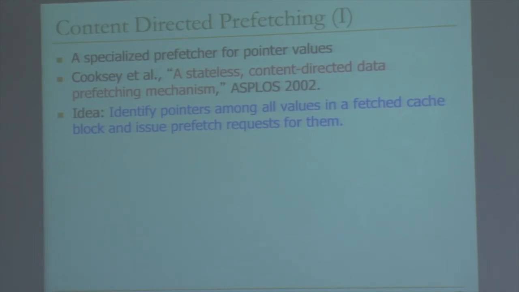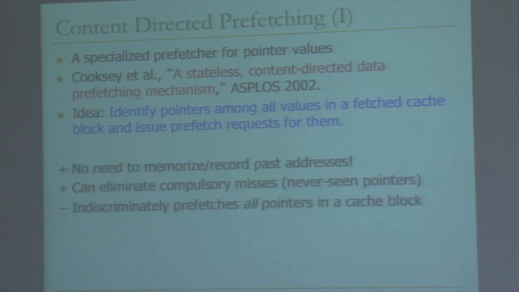Does that make sense? That's pretty cool, right? This doesn't require any state, at least in this basic idea form, because you're already fetching the cache block, and you're just identifying the pointers and picking out those pointers and prefetching them. That's the idea. The upside, I've already given you this: no state, at least no state is needed to memorize or record past addresses. And you can eliminate compulsory misses in this case, right? Because you may have a pointer in that cache block that you've never seen before, you've never fetched before.